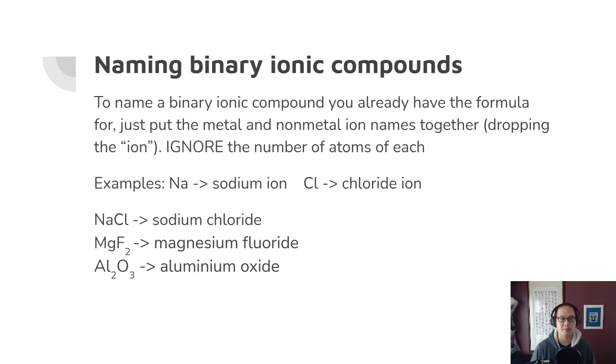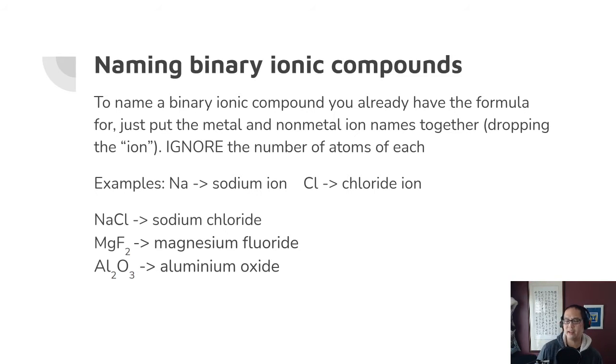Here are a couple of other examples. MgF2 is magnesium fluoride. Al2O3 is aluminum oxide. Again, notice that it does not matter how many atoms of each element there are. There's one magnesium here and two fluorines, but we still call it magnesium fluoride. There's two aluminums and three oxygens, but we still call it aluminum oxide. For ionic compounds, you do not need to note how many atoms there are.